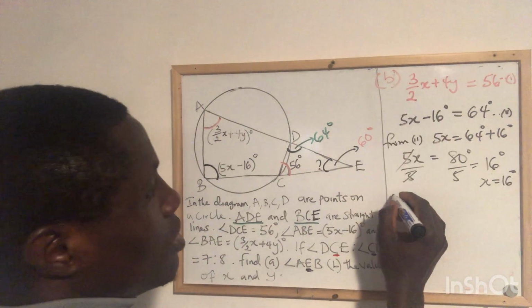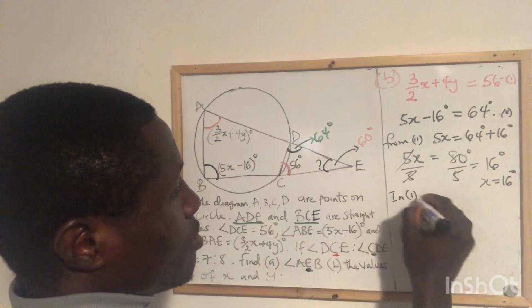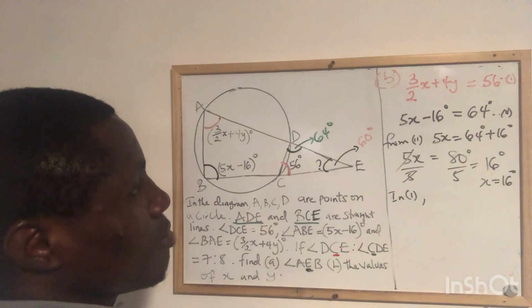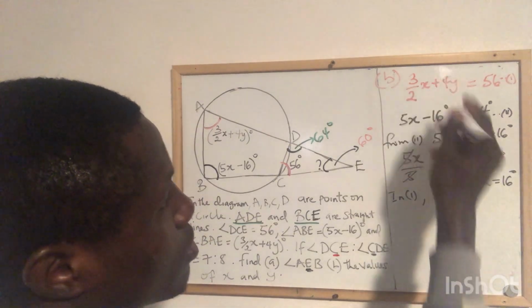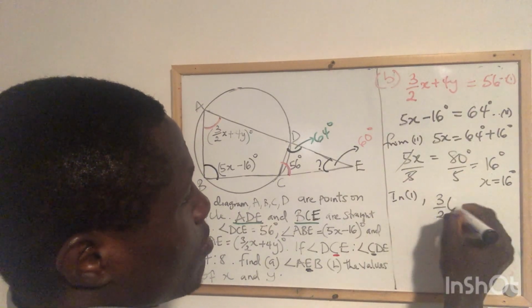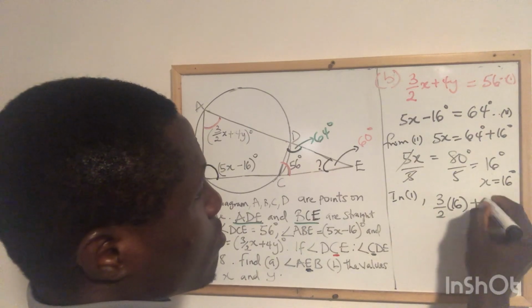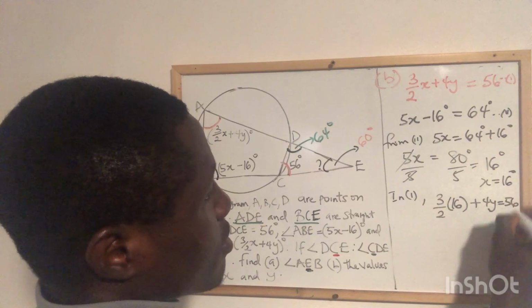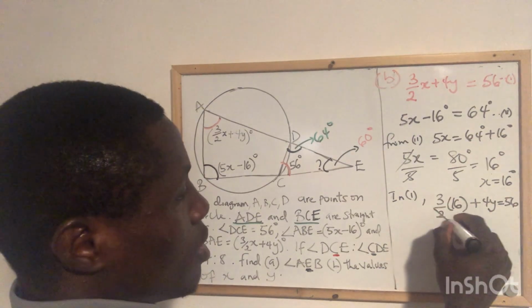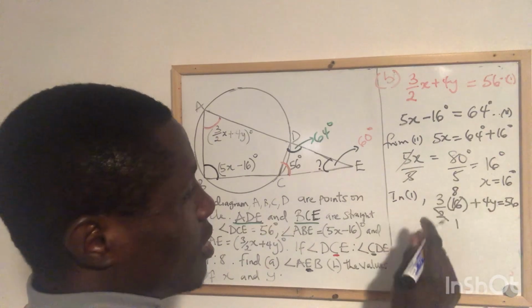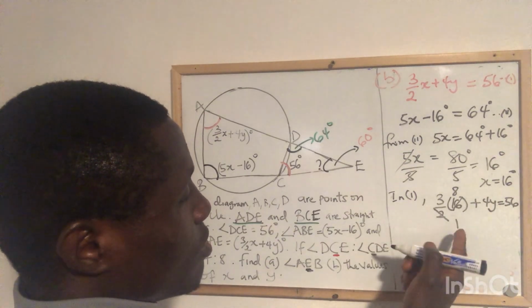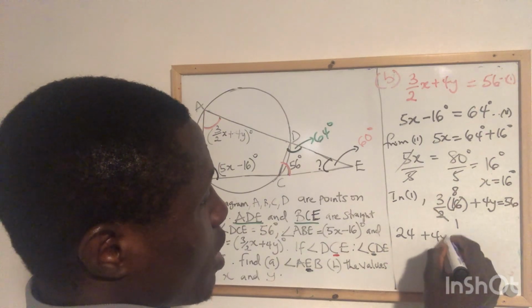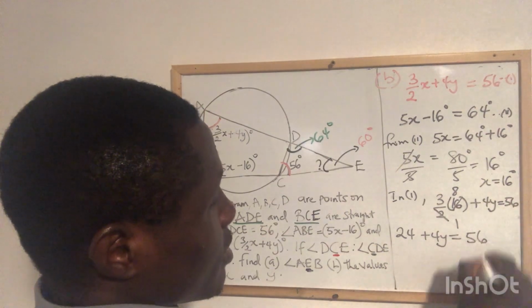If you have gotten x to be 16 degrees, you can easily find the rest. So you just go to equation 1 now. In equation 1, substitute for what? x. Substitute 16 for x. So this is equation 1: 3 over 2 in the bracket (16 plus 4y) equals 56. So 2 here 1, 2 here 8. 3 times 8 will give you 24. 24 plus 4y equal to 56.